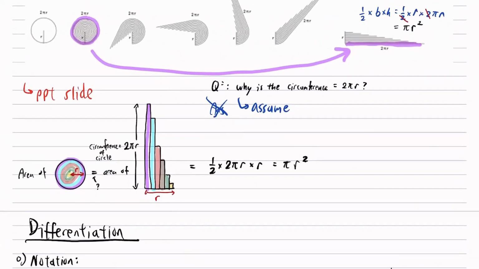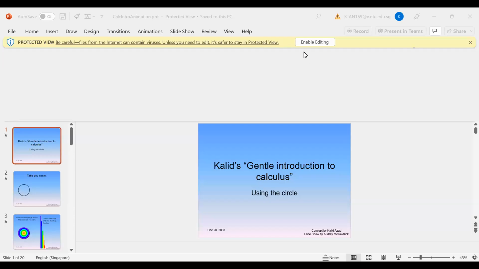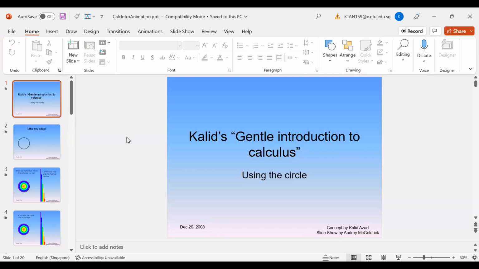Maybe can I just show you a PowerPoint slide? Give me a second. Let me find the slide first. Okay, and let me share the screen. Here, can you see? Is a slide showing? Yeah. Okay, very good. Let me just open this.